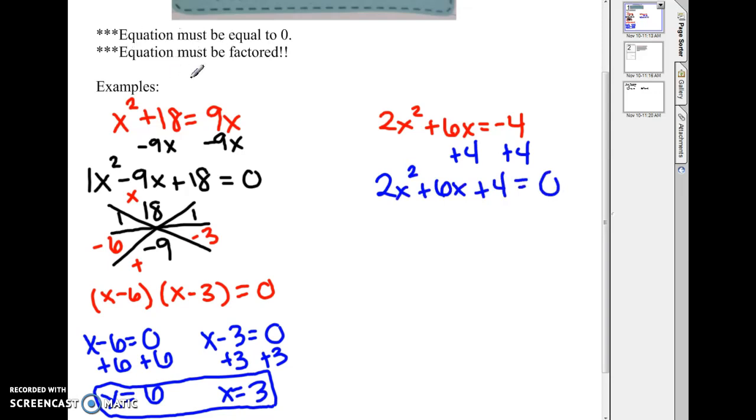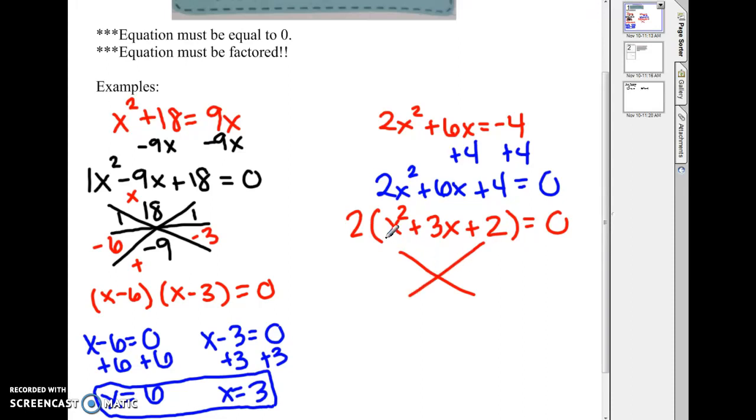Now some red flags are going off in my head because I see a whole bunch of numbers here. I want to check for GCF first. And sure enough, there is a GCF. 2, 6, and 4 are all divisible by 2. So I can take out a 2 from everything. So that leaves me with 2 times x squared plus 3x plus 2 equals 0. Alright, now I can factor this part.